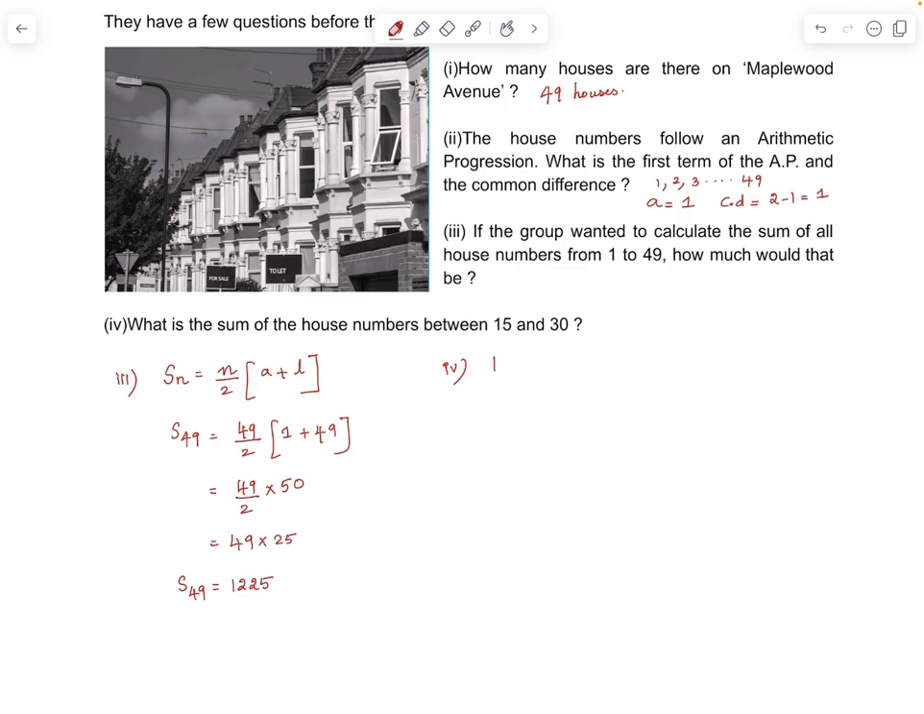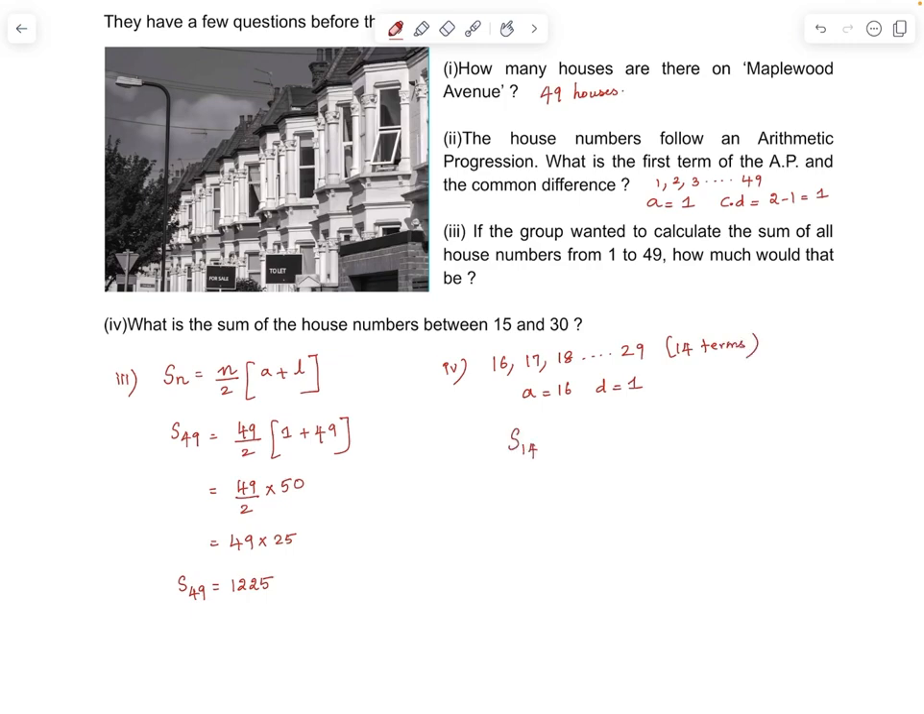Fourth question, what is the sum of the house numbers between 15 and 30? The AP will be 16, 17, 18. It goes on till 29 because it says between 15 and 30. A is 16 and again the common difference is 1. There are 14 terms in the AP.